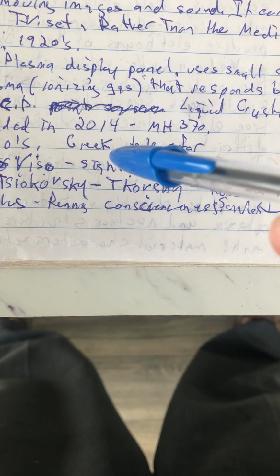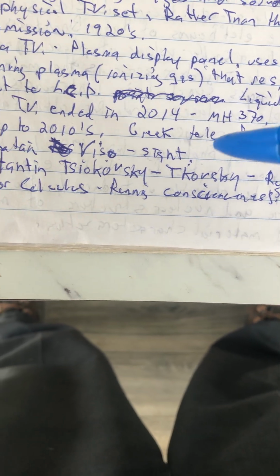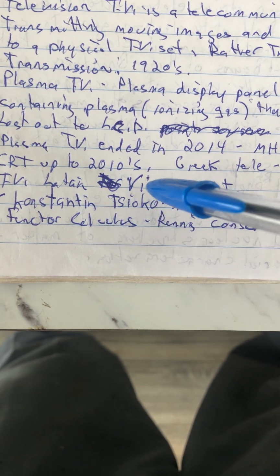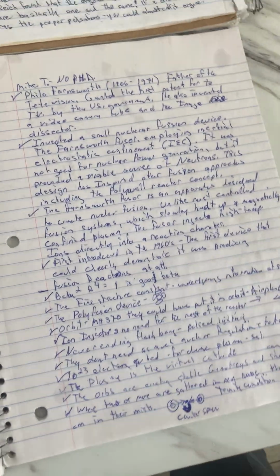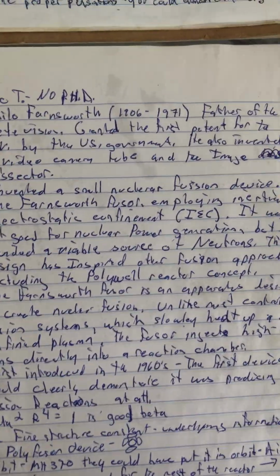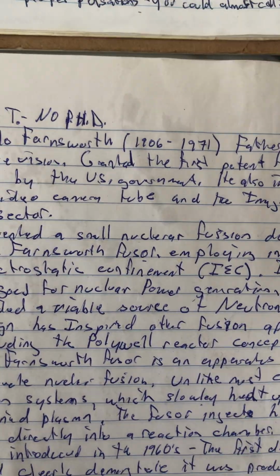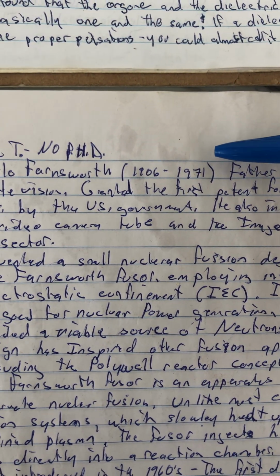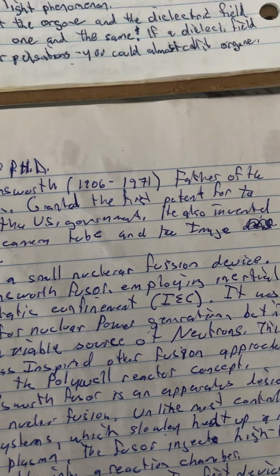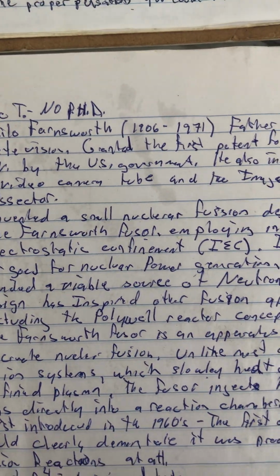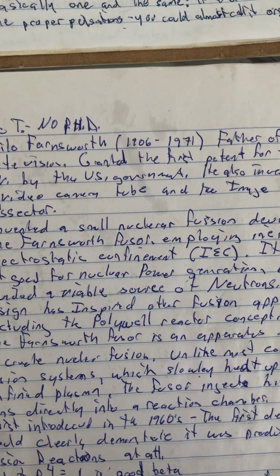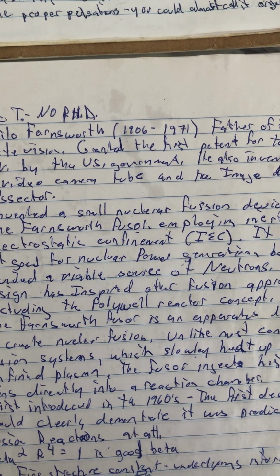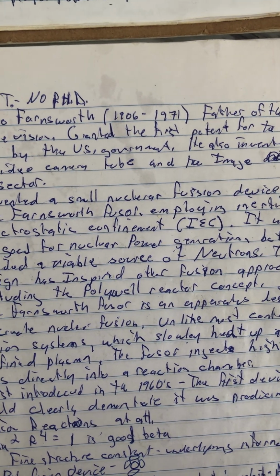The word tele comes from Greek and it means far. The word TV is from Latin visio, it means sight. So Philo Farnsworth was from 1906 to 1971. He was the father of the television, granted the first patent for a TV by the US government. He also invented a video camera tube and the image dissector.